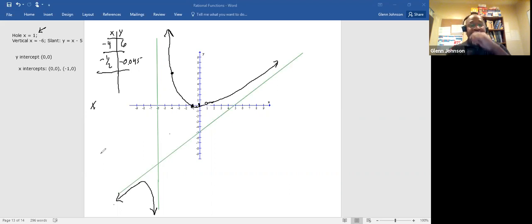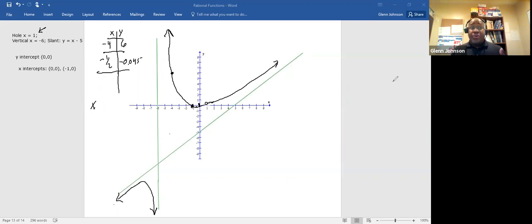So now, definitely, it was a little bit more work for us to do this particular one because we had the hole in the graph and we had the slant asymptote. But the process, as you can see, did not change. We identified the hole, we identified the asymptotes, the vertical and the slant asymptote, we found the intercepts, and then we plotted some additional points to determine what the behavior is going to be.